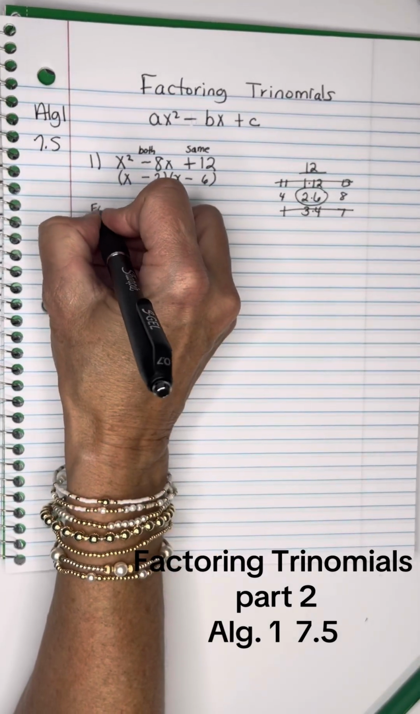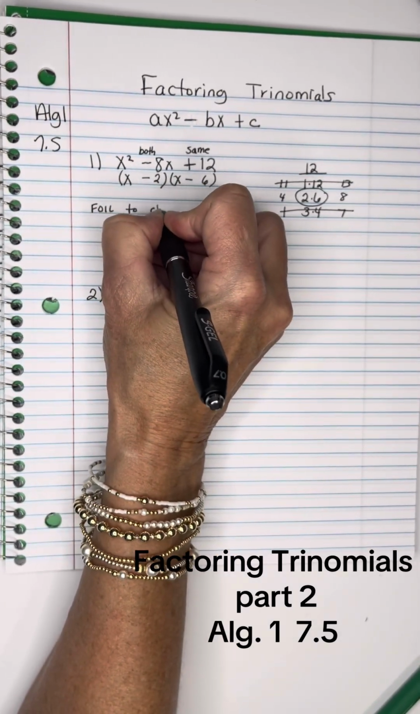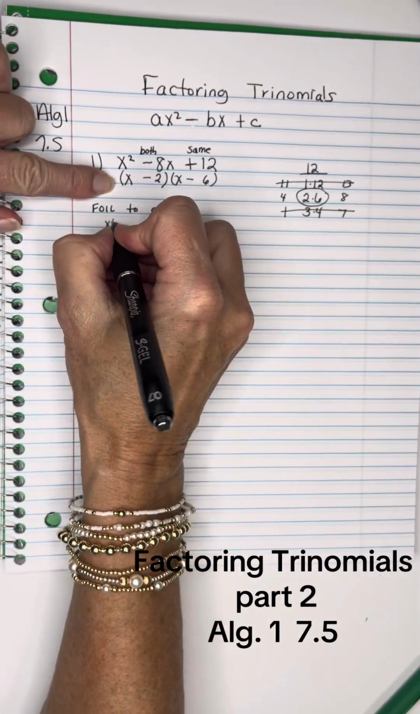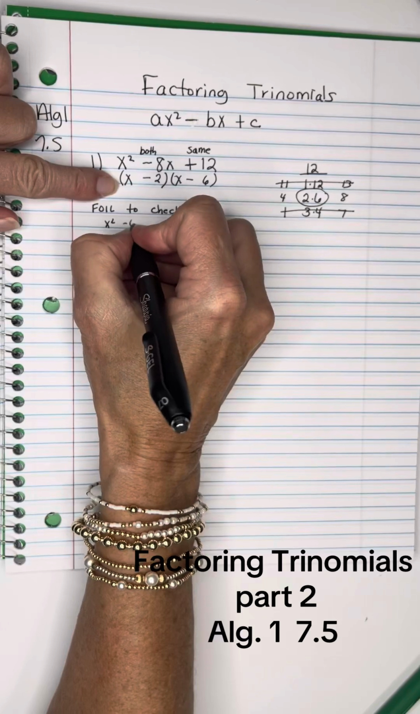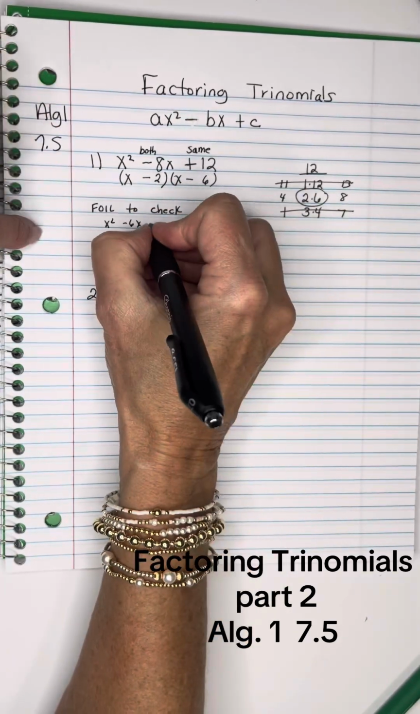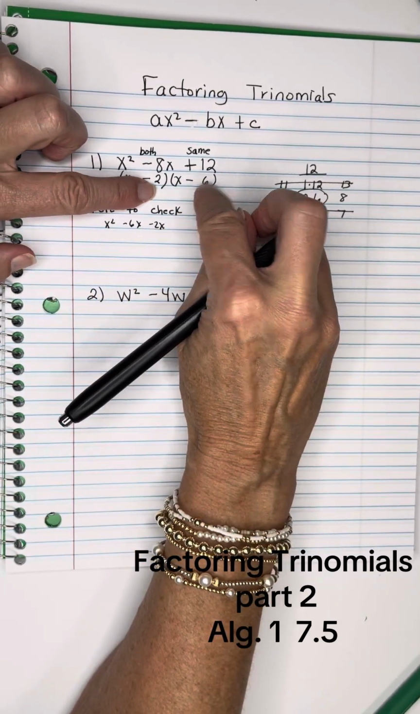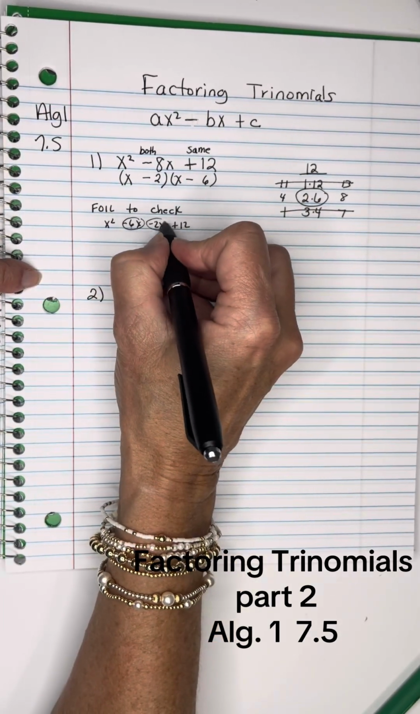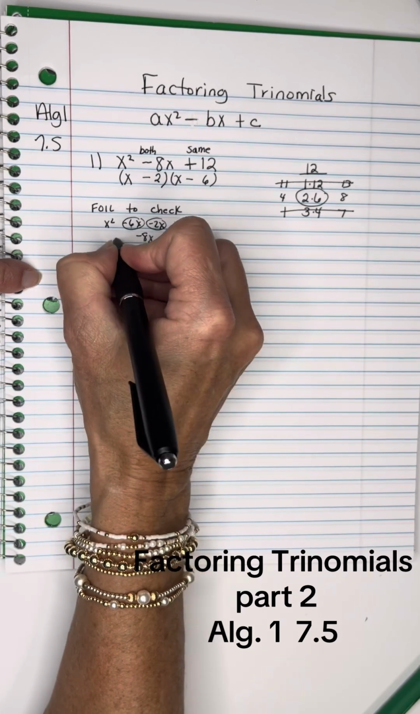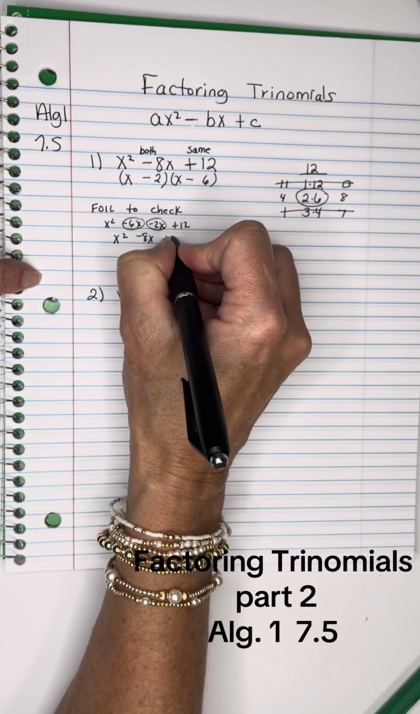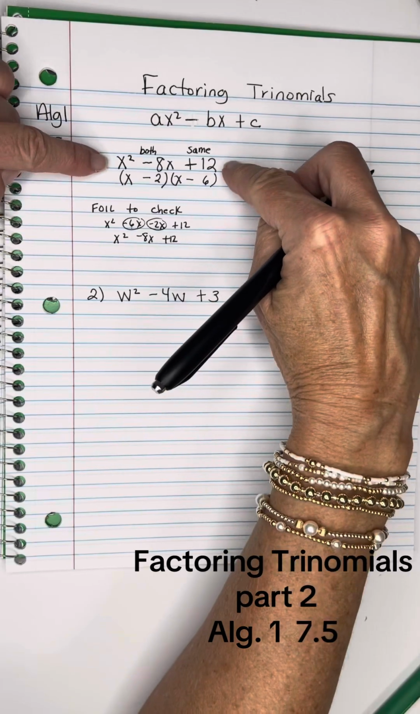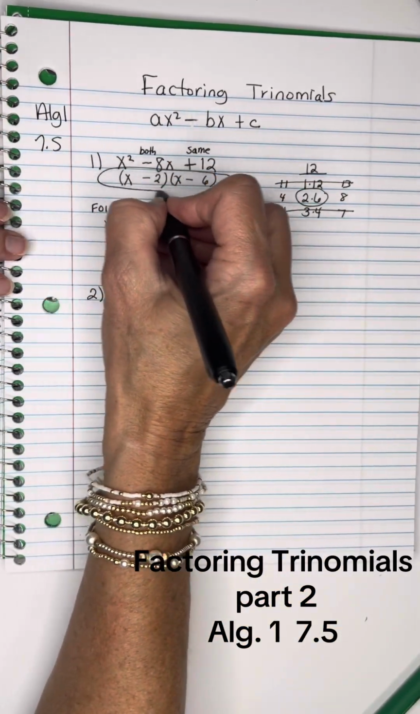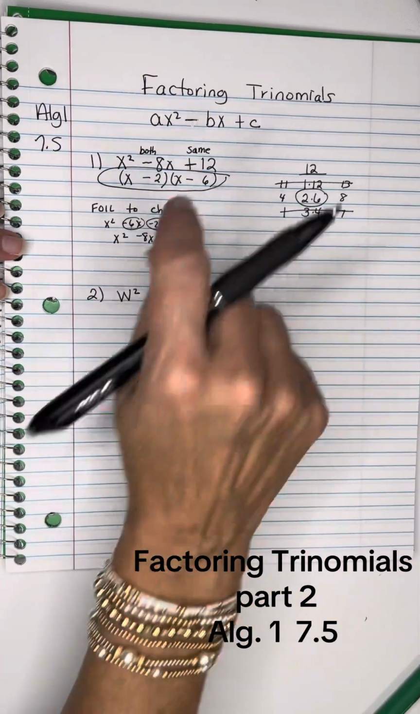Now let's FOIL to check. And we'll FOIL quickly. The first terms are x's, x squared. The outside terms are negative 6x. The inside terms are negative 2x. And the last terms are positive 12. Negative 6x minus 2x is negative 8x. So I have x squared minus 8x plus 12. If I go back and check, yes, perfect. So my solution is right here in either order.